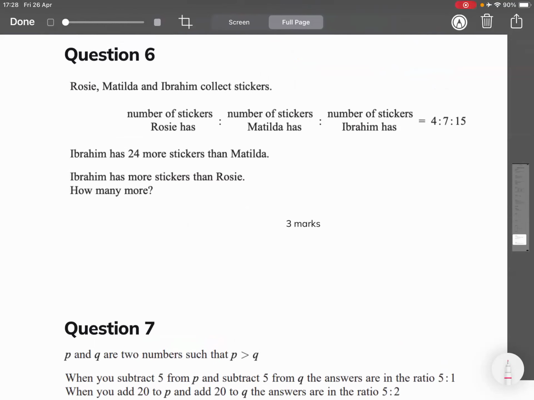Okay, it's getting a bit harder now, and it's a bit different, but you get the hang of those questions, isn't it? Okay. Where's this? Oh, I've got Rosie, you just do 7 times 24. More weird names, Matilda and Ibrahim, and it's 4 to 7 to 15. What's the total of 4 plus 7 plus 15? 26.